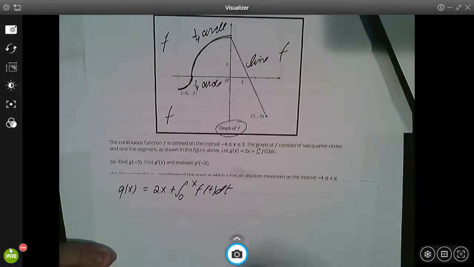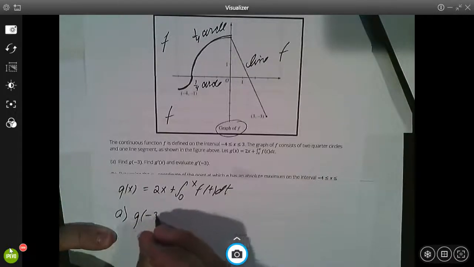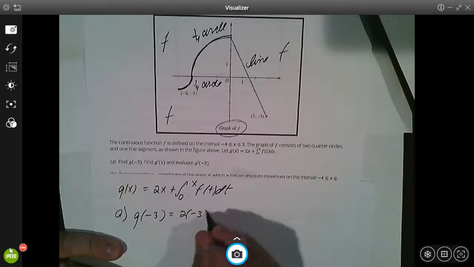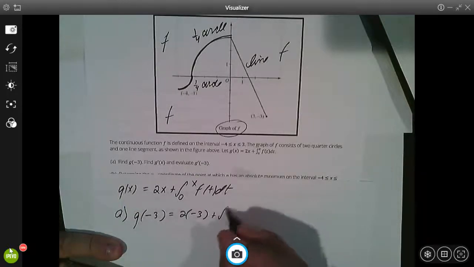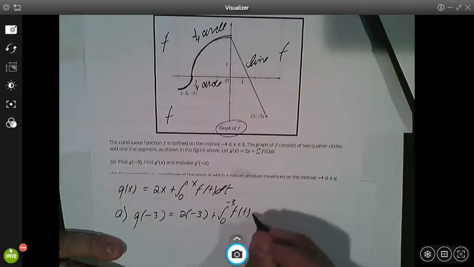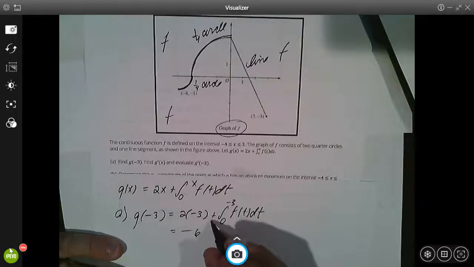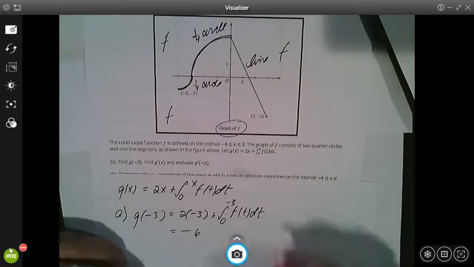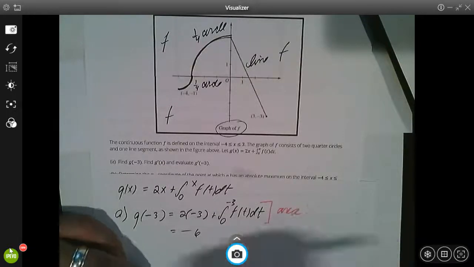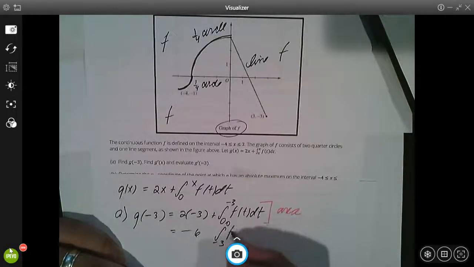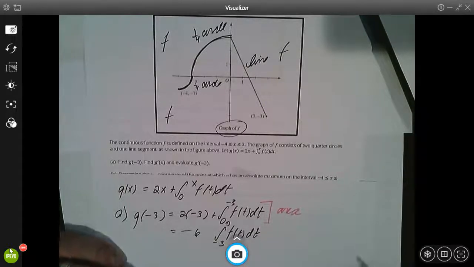Find g of -3. Okay. G of -3 just means evaluate g at -3. Said another way, everywhere there's an x, I'm going to plug in -3. I've got 2 times -3, well that's -6, plus the integral from 0 to -3. This just means go find the area. Now, for the astute calculus student, you're going to notice that the limits of integration are in the wrong order. So you're probably going to want to switch them so that now you're going from -3 to 0. And that's okay. Just be sure to change the sign.